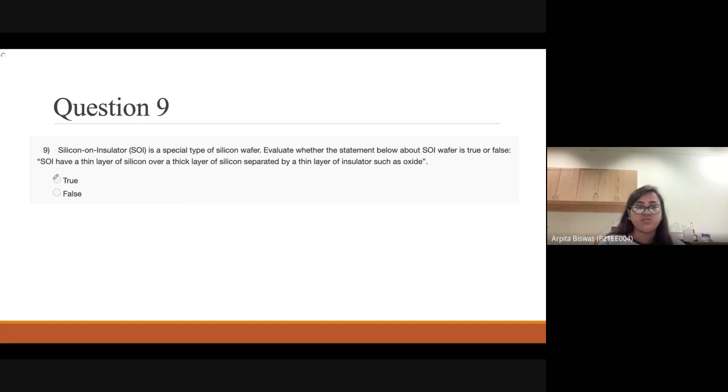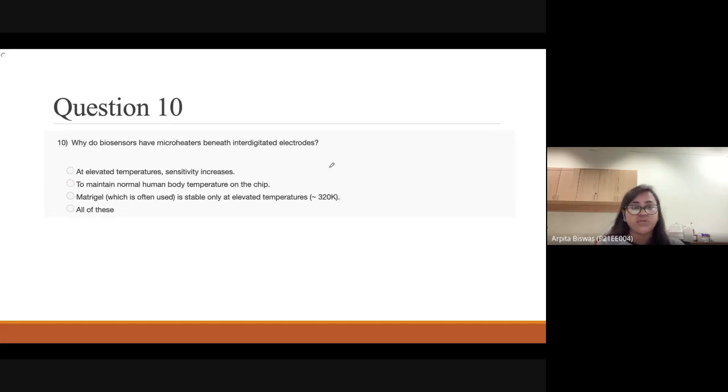The right option is option E. So it is true. Okay. So SOI have a thin layer of silicon over a thick layer of silicon which is separated by a thin film. So next, move toward question number 10.